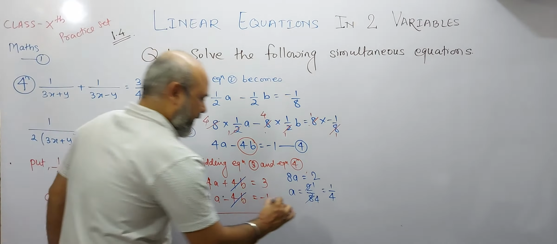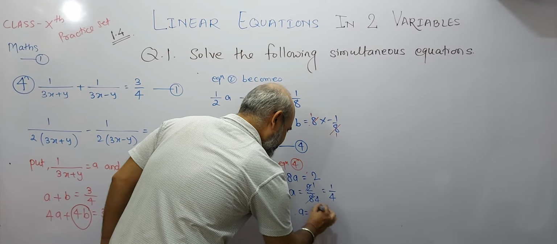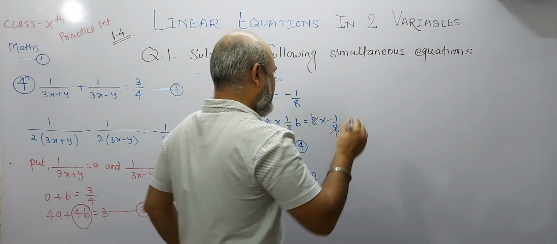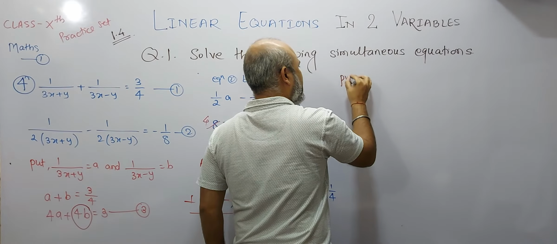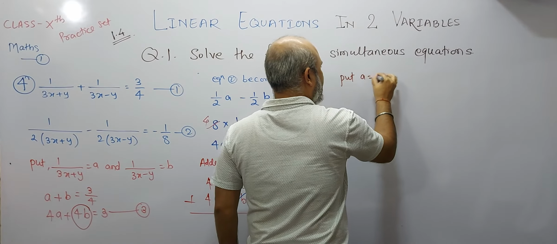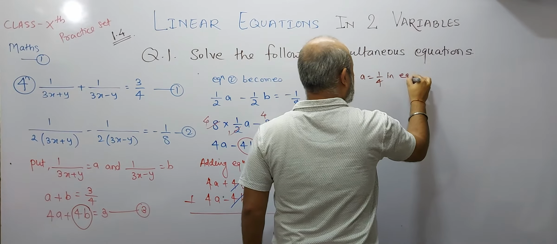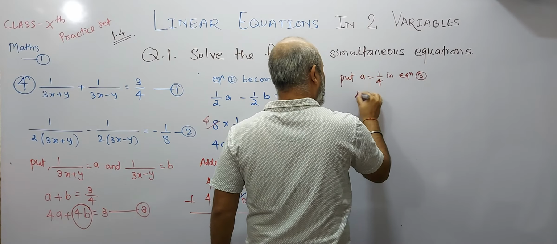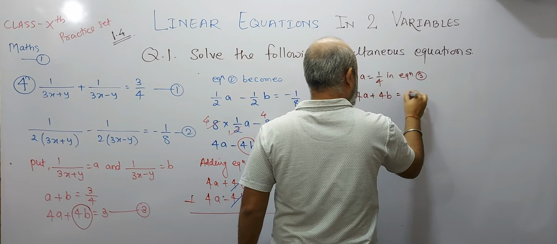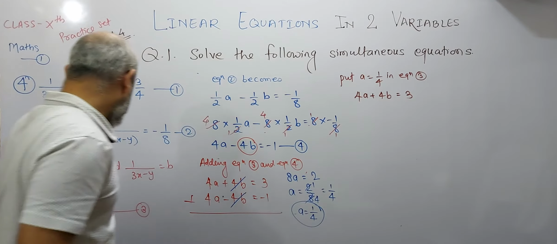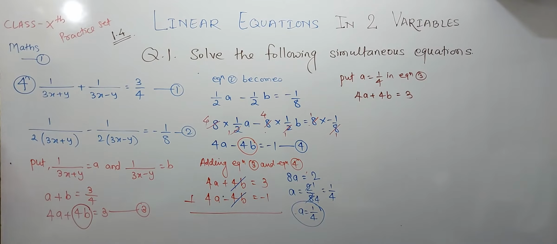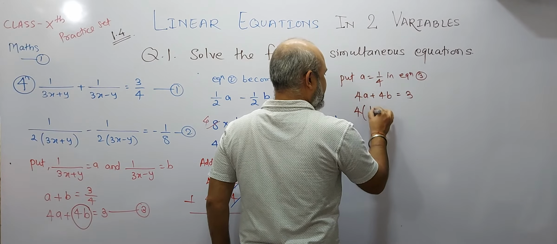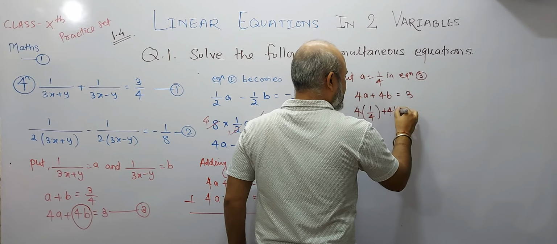Once you get the value of a as 1 by 4, now we'll put this in equation 3 or 4. So I will put a is equal to 1 by 4 in equation 3. And what is equation 3? 4a plus 4b is equal to 3. This is equation number 3. Now we'll put the value of a as 1 by 4. So 4 times 1 by 4 plus 4b is equal to 3.